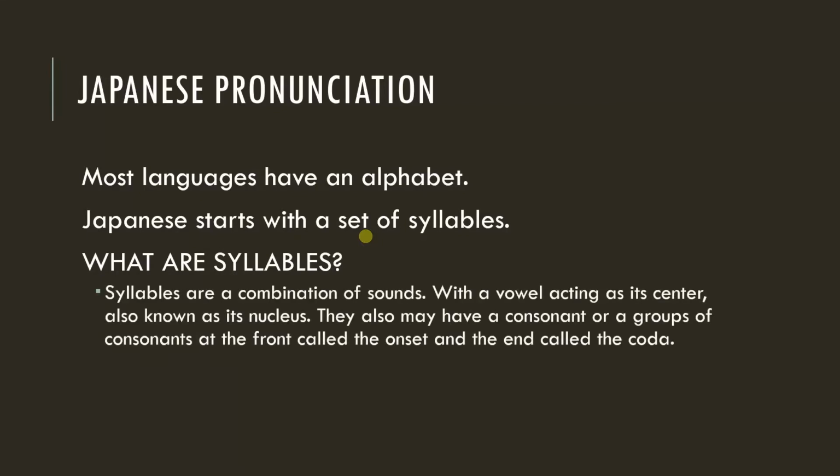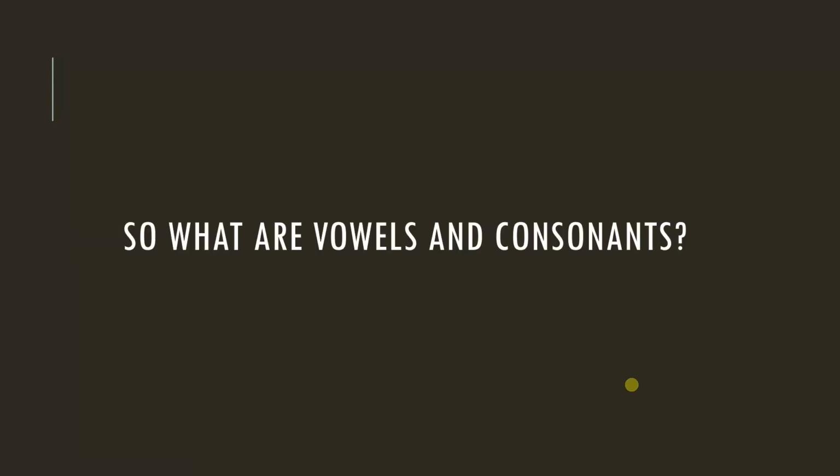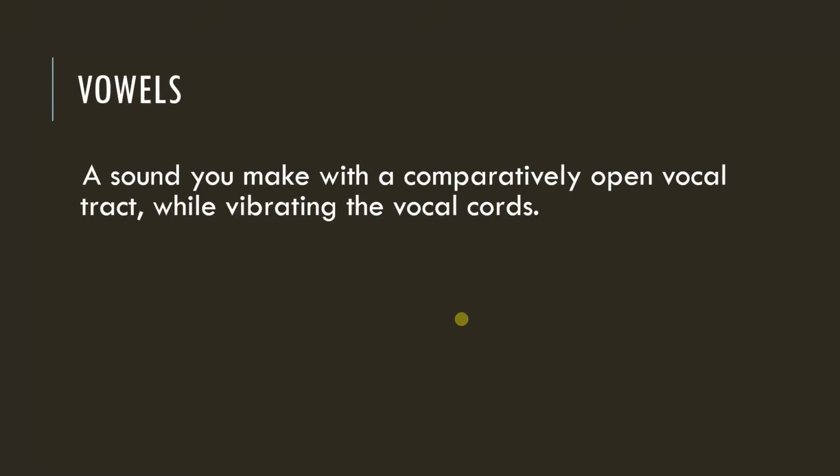Well, basically, syllables are a combination of sounds with the vowel acting as its center, also known as its nucleus. They also have a consonant or a group of consonants at the front called the onset and at the end called the coda. So, vowels and consonants. A vowel is a sound you make with a comparatively open vocal tract while vibrating the vocal cords.